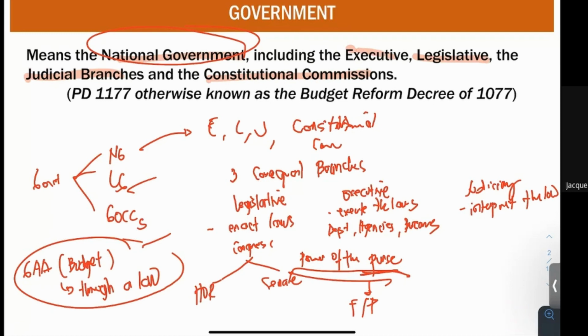Again, it is one-sided. It only talks about your national government. Later, we will try to discuss and differentiate the three different organizations within the government. We have your national government, your local government, and your GOCCs.